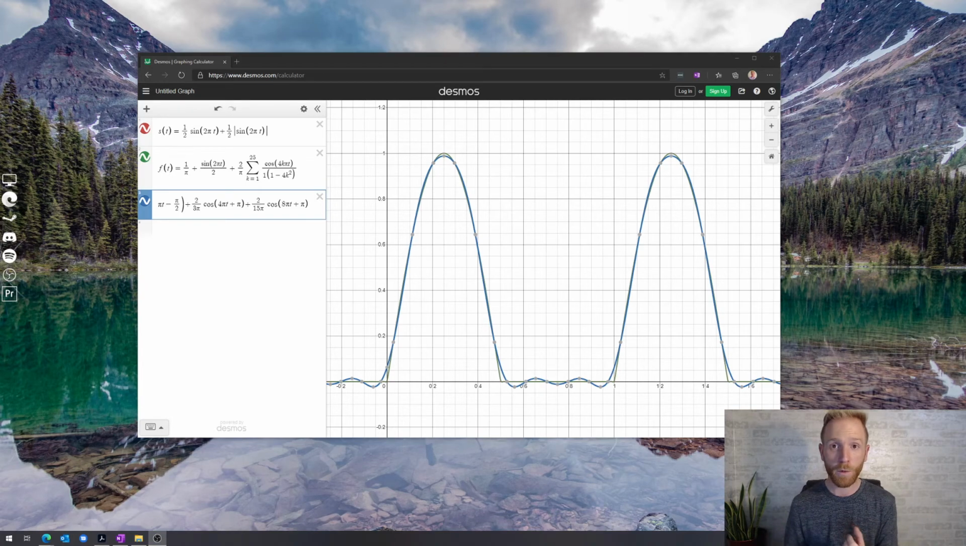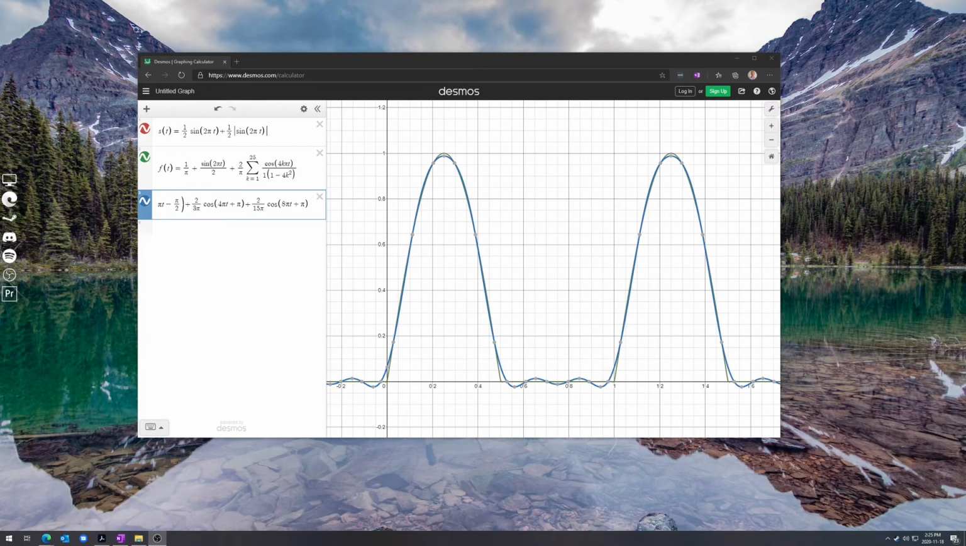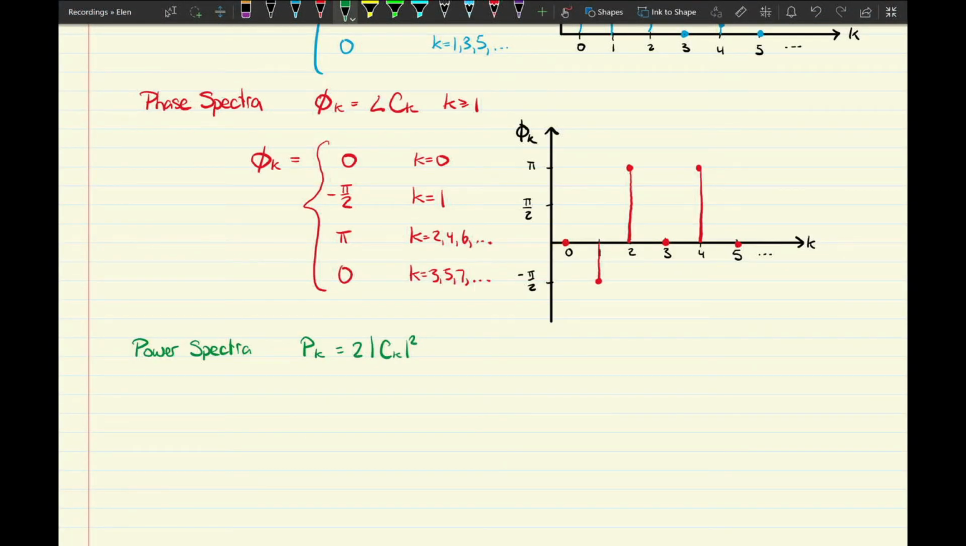We've really picked this one apart. It hasn't been an easy process. It's been a long video, but if you're still willing to stick it out for a little bit, we can even start talking about the power of each of these frequencies. So let's take a look. Now remember that the power of the kth harmonic is equal to 2 times the norm of c_k squared. That's for k greater than or equal to 1. The power of the DC term is simply the norm of the DC term squared.